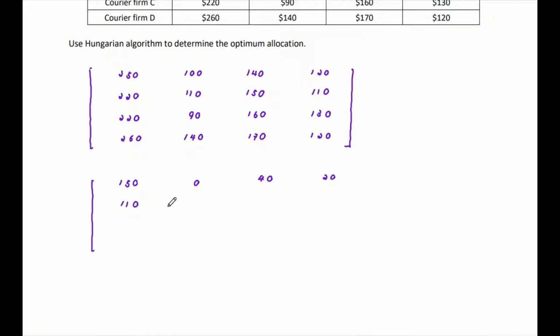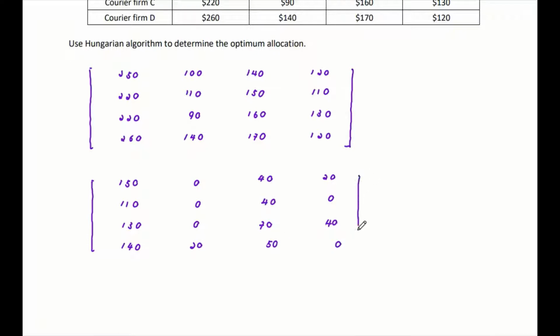So 110, 0, 40 and also 0. Again, please try to practice your mental calculations so you are not taking too much time when you are not familiar with mental calculation during your final exam. So 220, 90, 160, 130. The smallest number here is 90. So when you minus, 130, 0, 70, and 40. Last row, we have 120 as the smallest one. So 140, 20, 50, and also 0.